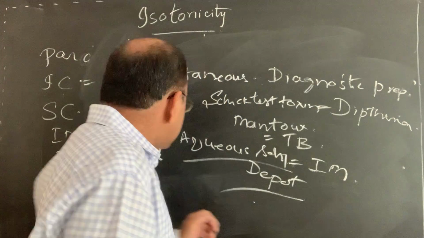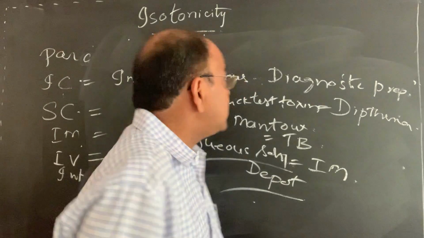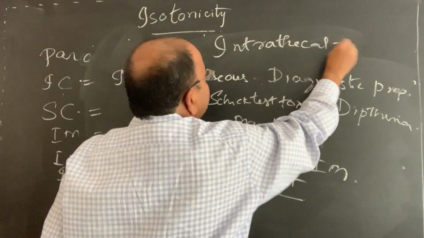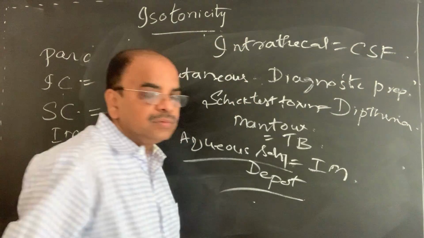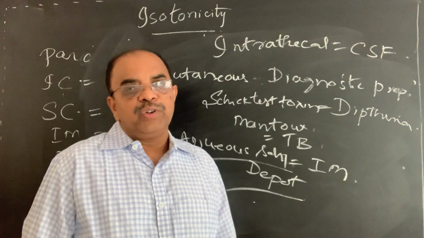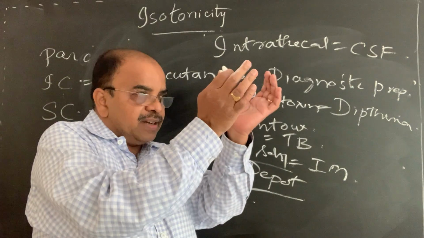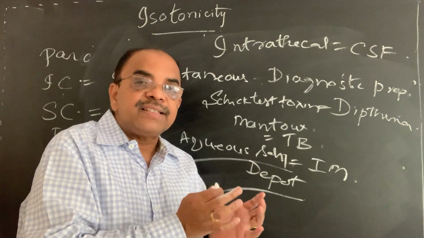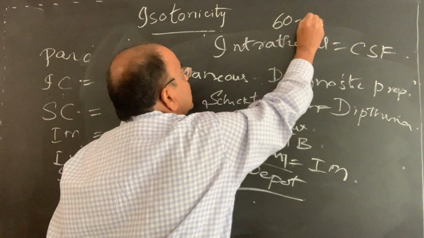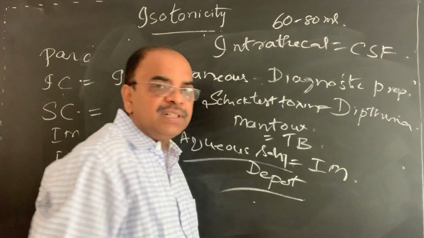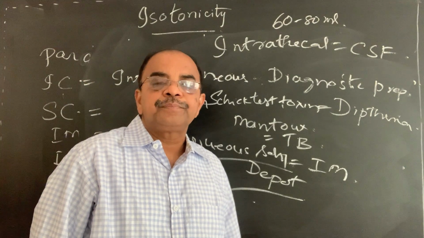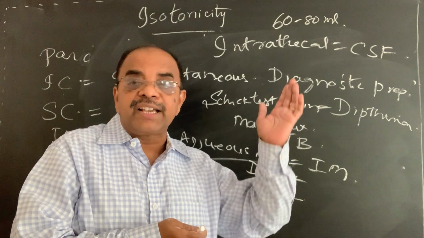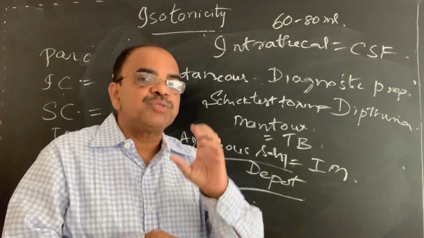Next route, intrathecal. CSF, cerebrospinal fluid. Brain, spinal cord. The fluid present in the CSF is about 60 to 80 ml. It moves very slowly. Blood volume is 6 liters, but CSF is a very small quantity.